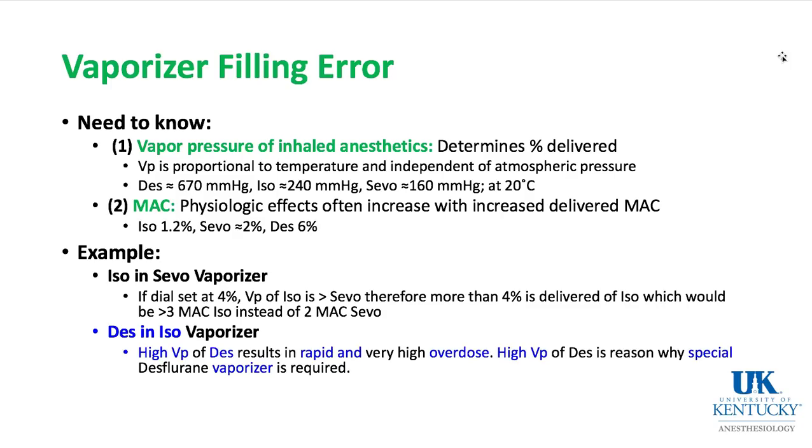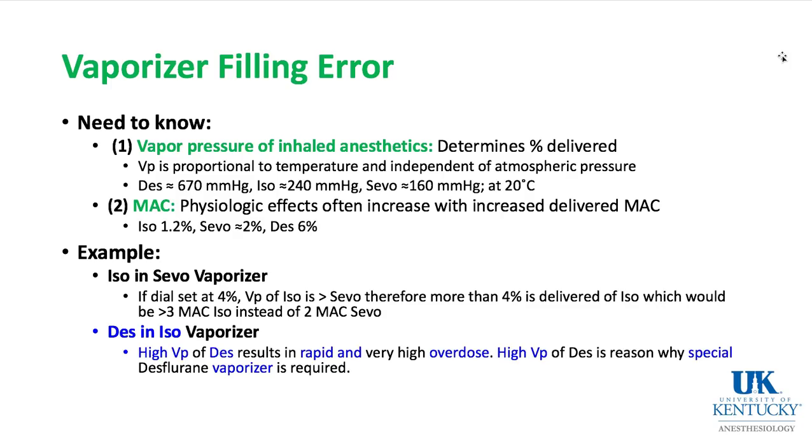And vapor pressure is proportional to temperature. As you heat up that liquid, the vapor pressure goes up. As it cools down, the vapor pressure goes down. And vapor pressure is independent of atmospheric pressure. Whether you're at sea level or up at Denver, vapor pressure is the same. Desflurane, it's about 660 or 670, the highest, and we have to have a special vaporizer to deliver it. Isoflurane next at 240 millimeters of mercury, and sevoflurane is the least at 160 millimeters of mercury, and this is expressed at 20 degrees.